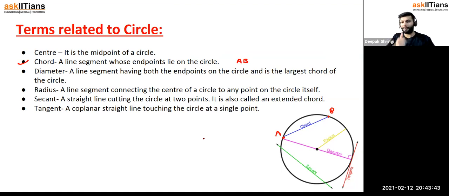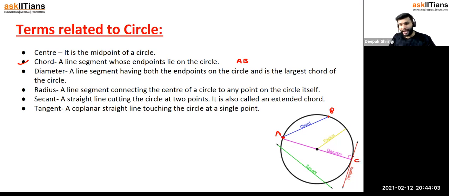Now what is a diameter? Look, a diameter is also a chord, because we get it when we join two points lying on the circumference, right? But the diameter is the longest chord. The diameter is the largest chord, because it passes through the center of the circle. So look, A is there and C is there, right?